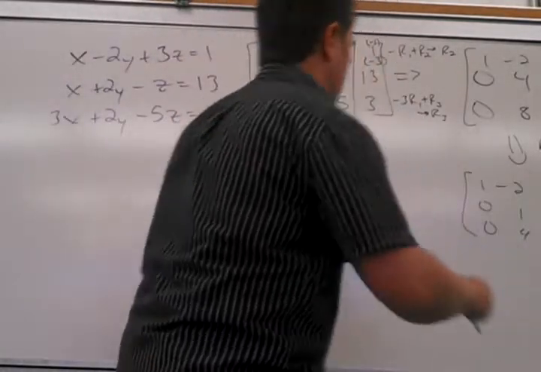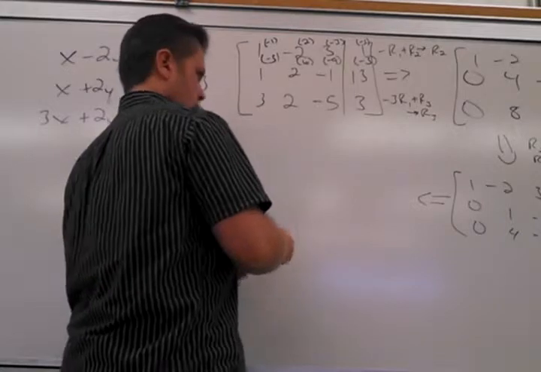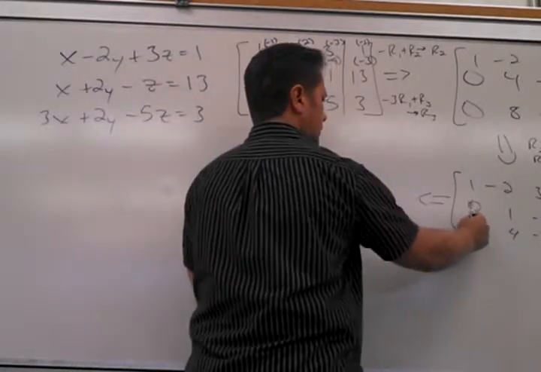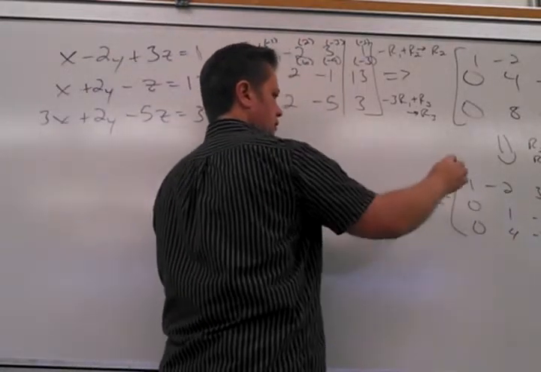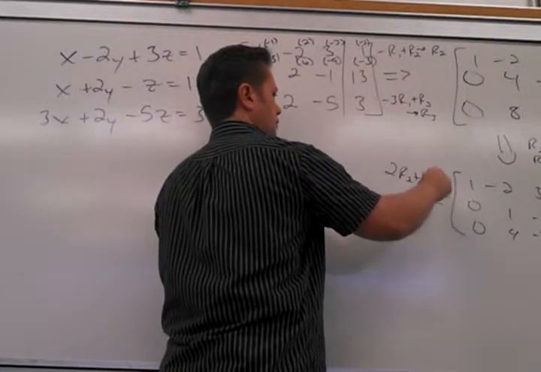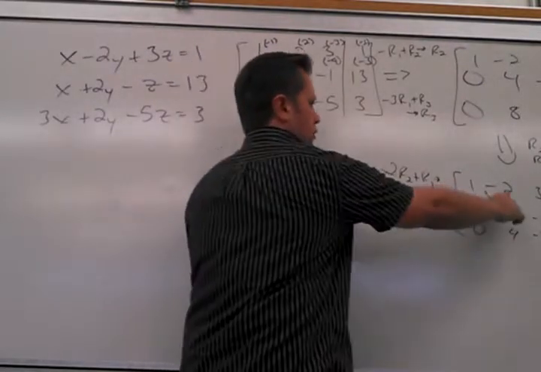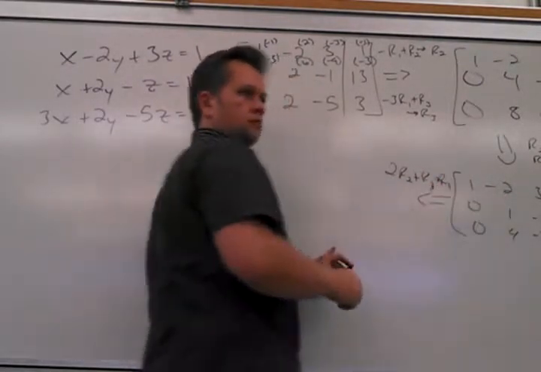Alright, so what can I do now? Now that that is a 1, why is that nice? Because now you can multiply it by 2, so I can kill this, and that 0 won't screw with my 1. So I've got twice row 2 plus row 1. Put the answer where? Row 1. That's where I want my 0, so I'm going to put the answer in row 1.